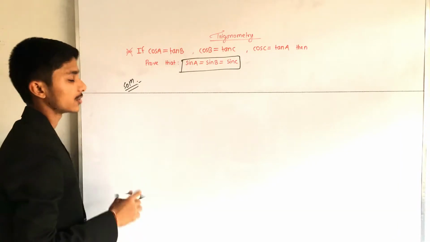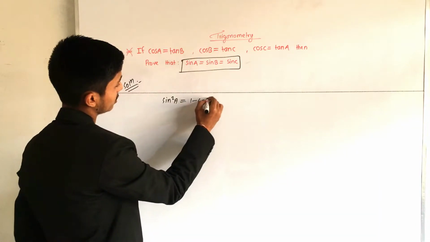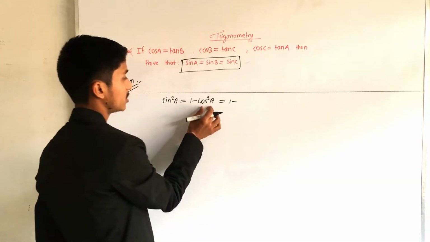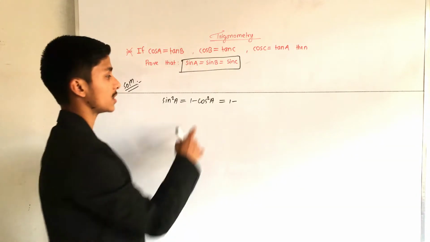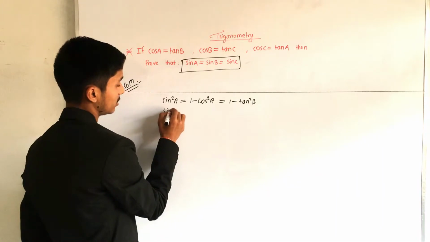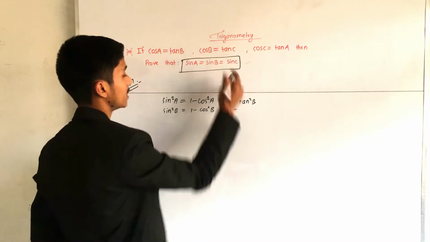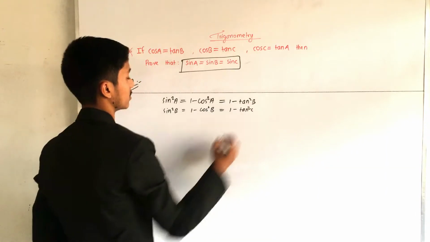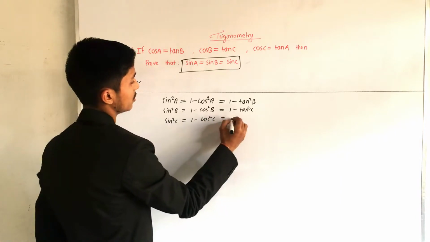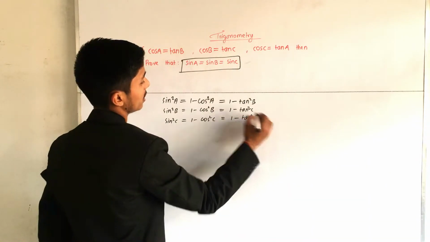We know that sin square A is equal to 1 minus cos square A, and instead of cos A we can write tan B, so we can write here 1 minus tan square B. Similarly, sin square B is equal to 1 minus cos square B, which is 1 minus, instead of cos B we write tan C, 1 minus tan square C. And similarly, sin square C is equal to 1 minus cos square C, which is 1 minus, instead of cos C we write tan A, then we get 1 minus tan square A.